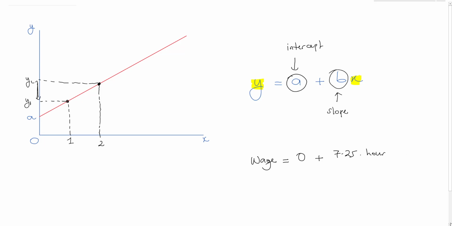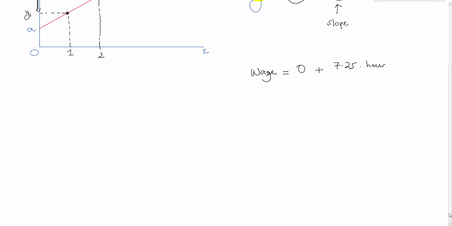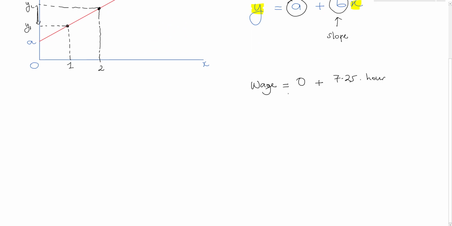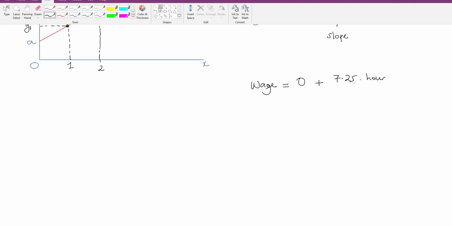Okay, now this here is the wage equation for someone earning minimum wage in the United States. So if you want to know what the wage is, it is equal to 0 plus 7.25, which is currently minimum wage in most states, I believe, times the number of hours that the specific worker worked. Okay. All right. So let's try to do this.